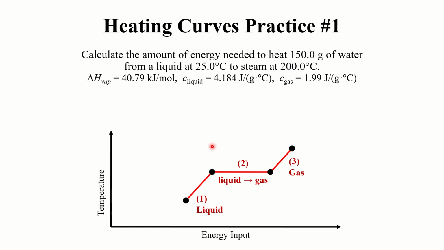You don't even necessarily need to draw the axes. You can if you want. But I think it's helpful to draw out the lines of the heating curve, the path that you need to follow. So you're starting with a liquid at 25 degrees Celsius. Start with a little dot in the bottom left corner here. Then you're going to heat that liquid up until you hit this point right here, which would be the boiling point of water, 100 degrees Celsius. So draw a diagonal line from 25 degrees Celsius to 100 degrees Celsius.